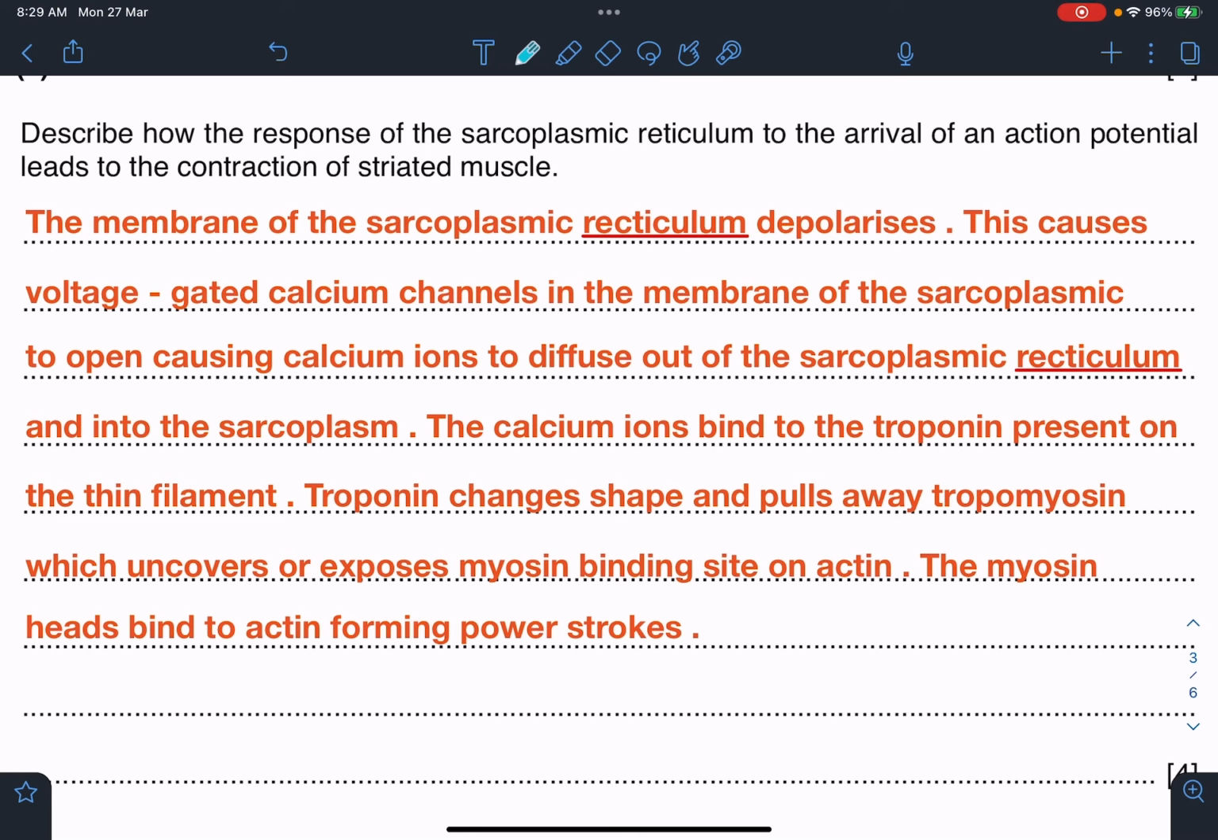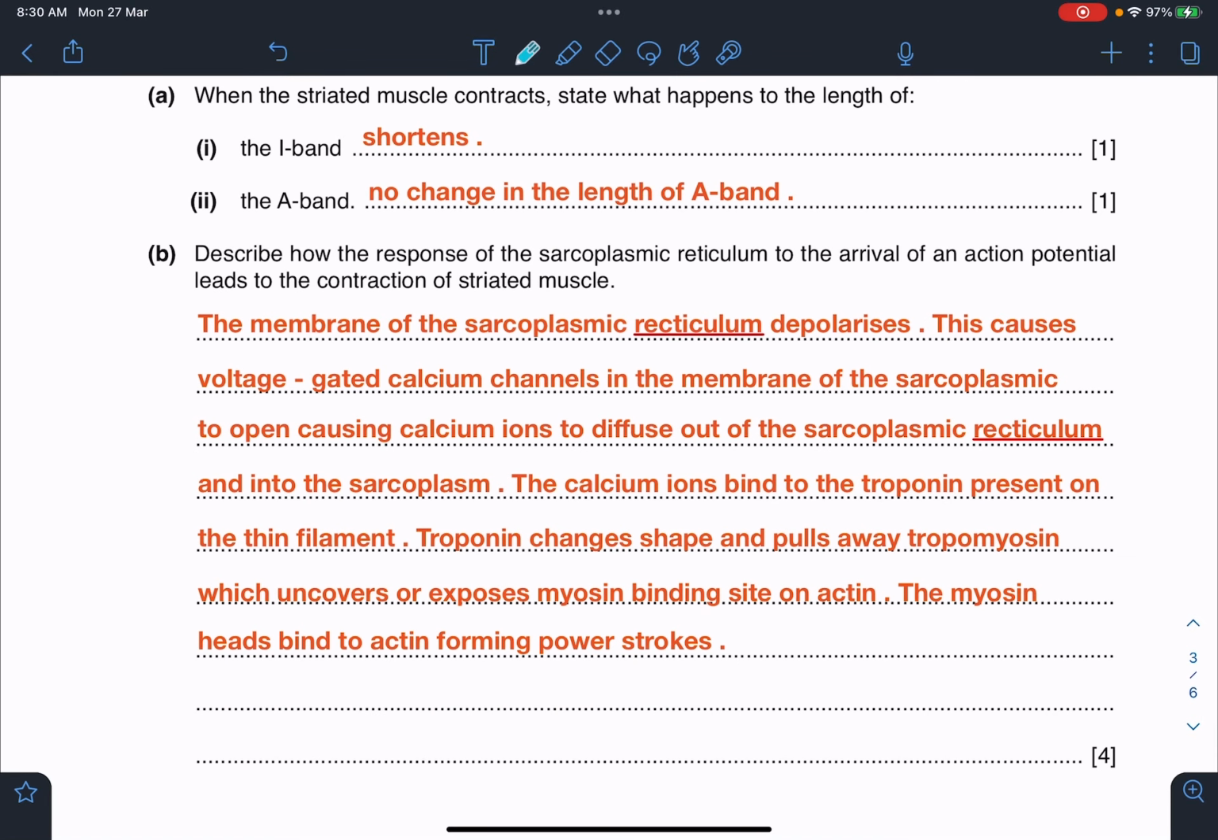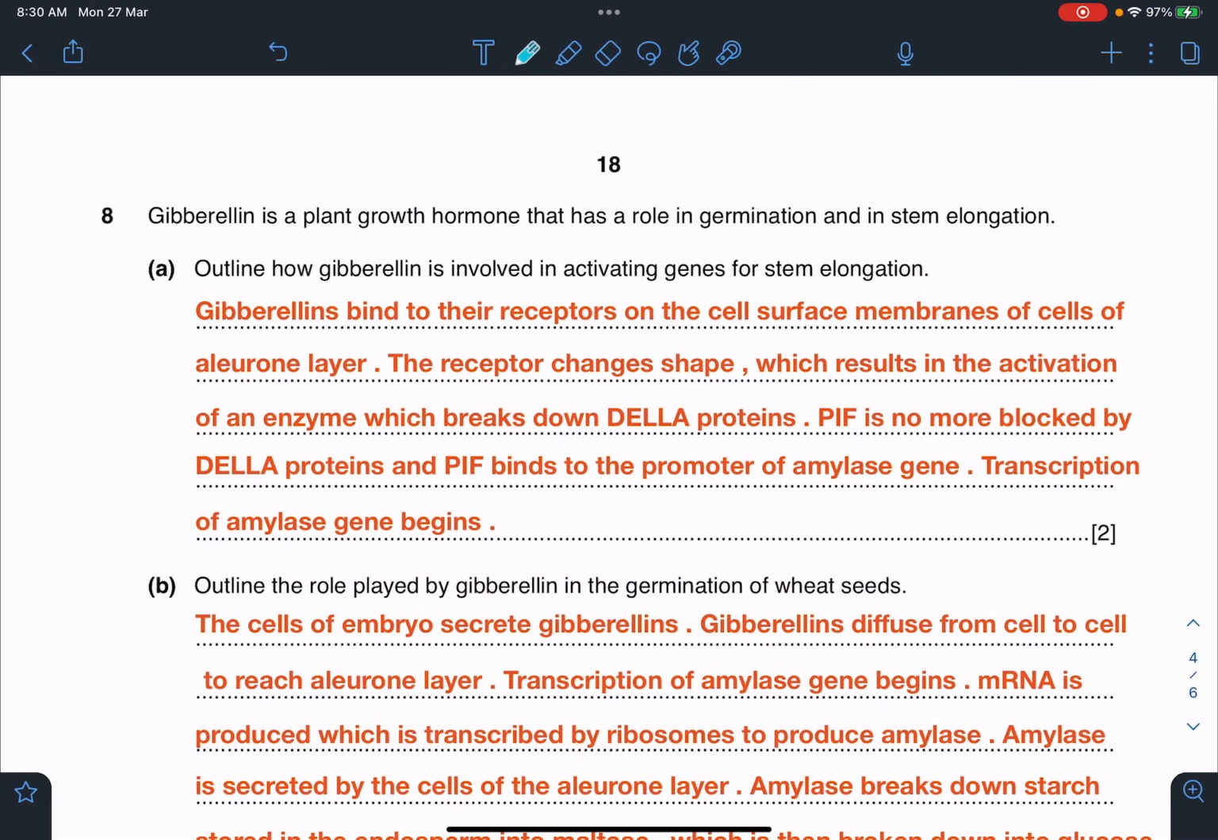Now the calcium ions will bind to the troponin present on the thin filament, and troponin will change shape and pull away tropomyosin, which exposes the myosin binding site on actin. Because of this, the myosin heads bind to actin, forming power strokes. This is basically how contraction of striated muscle happens. So moving on to the next one.